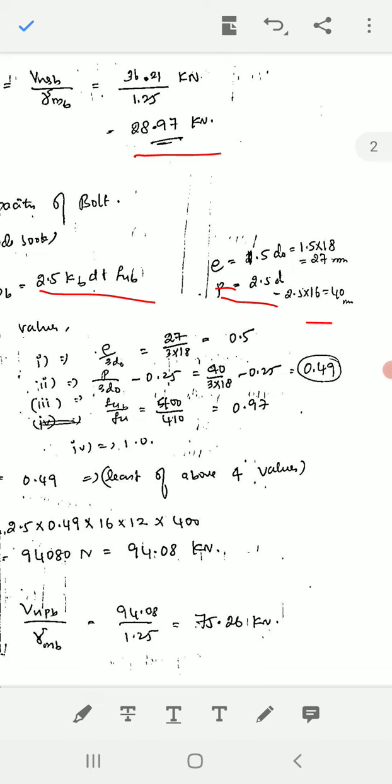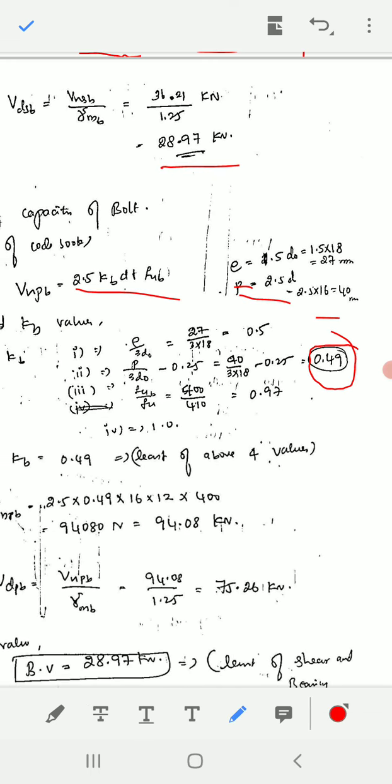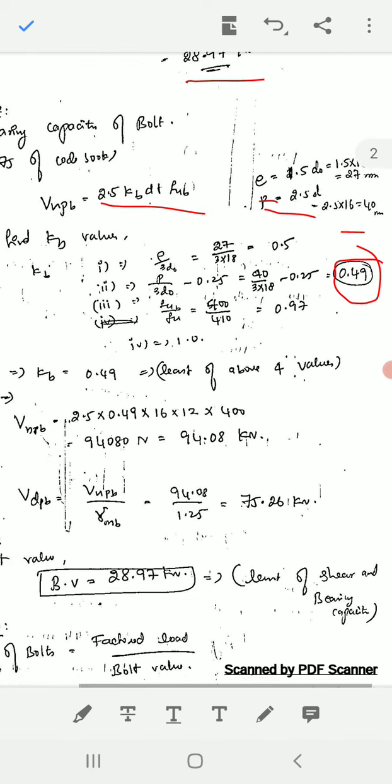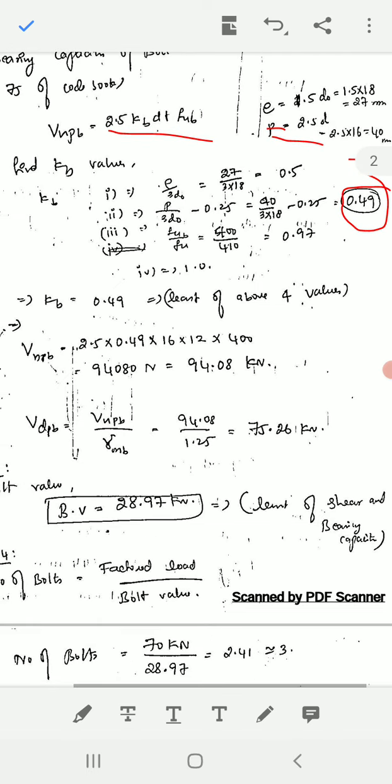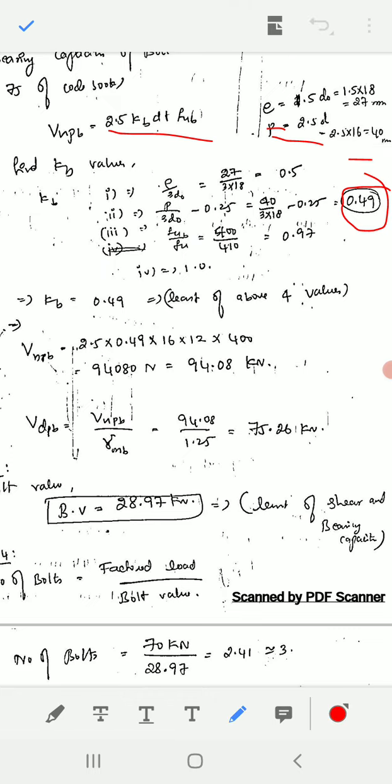Then FUB by FU, that is 400 by 410, you will get 0.97. Then finally 1. So out of 4 values, the least value is 0.49, and that has to be taken for the KB calculations. So the VNPB formula is 2.5 KB D T FUB, where 2.5 into KB is 0.49, and then D is 16 and T is 12, then 400 is FUB. In the code book they given FU, but you have to take it as FUB, that I told in the class also. So you will get 94,080 Newton, that is 94.08 kilonewton.